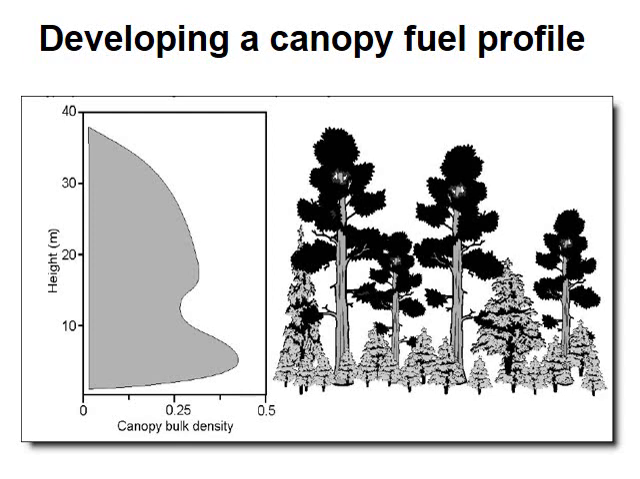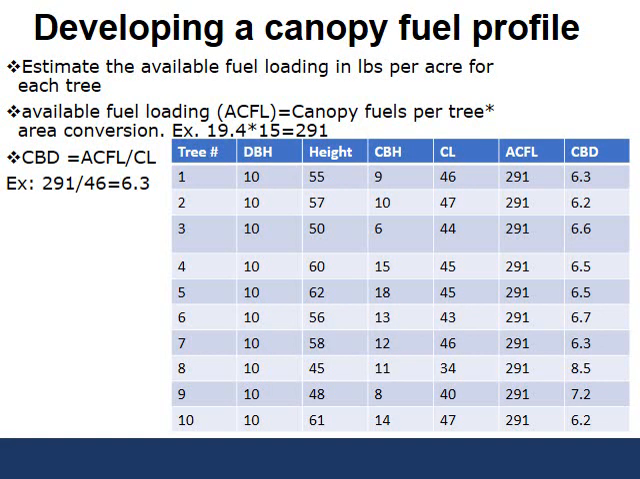As usual, I will use the ponderosa pine stand from northern Arizona. If you remember, we estimated the available canopy fuels per tree at 19.4 pounds in the previous lecture. If we multiply this value by 15, we will have an estimated pounds per acre of available fuel loading. Next, we want to calculate a bulk density for each tree in pounds per acre foot. To do this, we simply divide the available canopy fuel loading of each tree by the crown length.